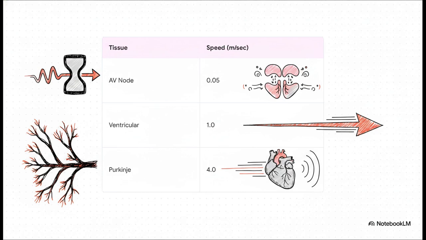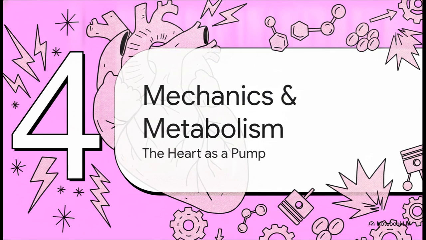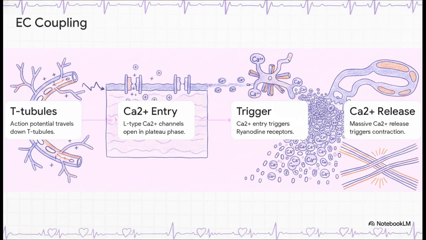synchronized pumping action. All right, moving to Section 4, Mechanical and Metabolic Properties. Let's look at inotropism and the heart as an actual pump. So how does the electrical spark actually cause the muscle to physically squeeze? It happens through a really elegant mechanism called calcium-induced calcium release. This perfectly couples the electrical excitation to the mechanical contraction, which is the essence of inotropism.